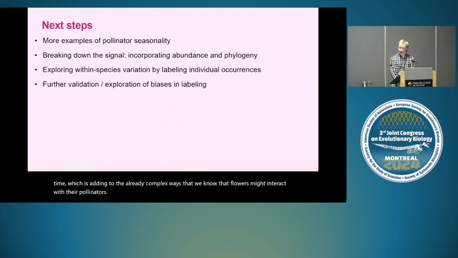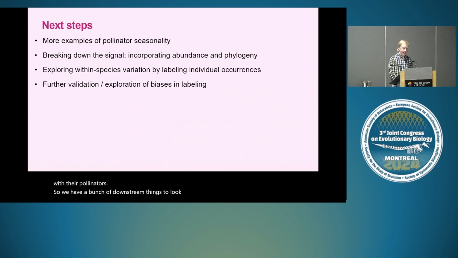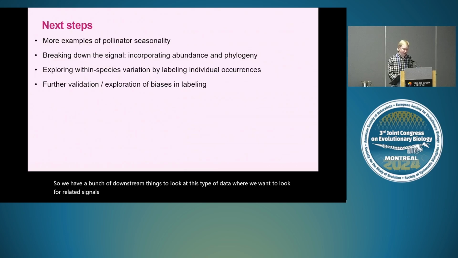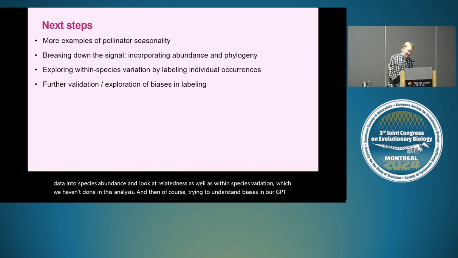So we have a bunch of downstream things to look at with this type of data. We want to look for related signals in other seasonal pollinators. I think it'd be really cool to break down our data into species abundance and look at relatedness, as well as within species variation, which we haven't done in this analysis. And then, of course, trying to understand biases in our GPT-driven data extraction method.